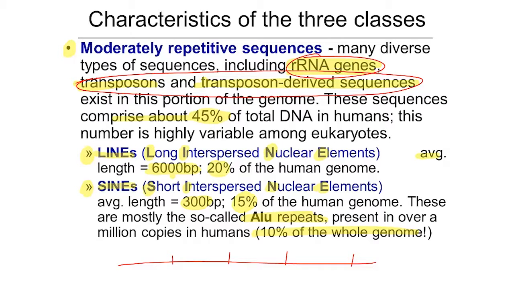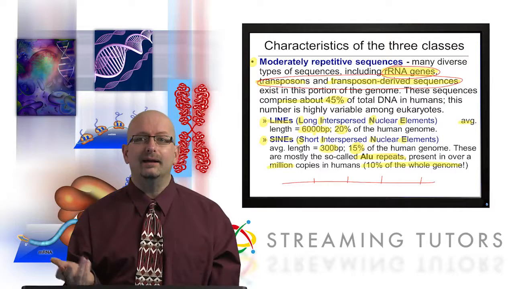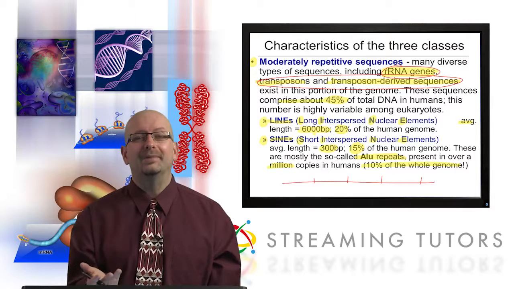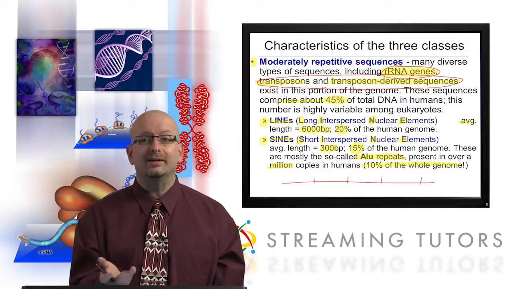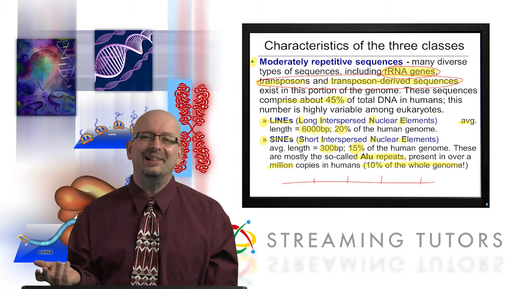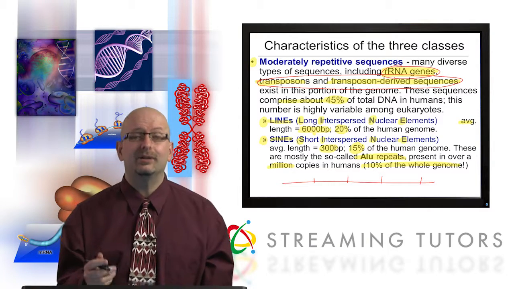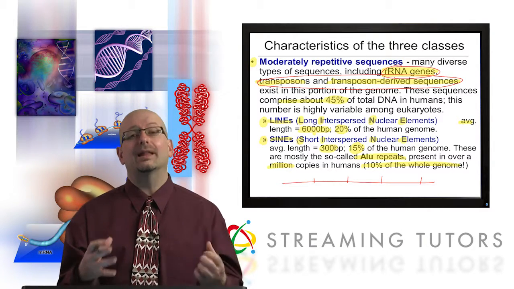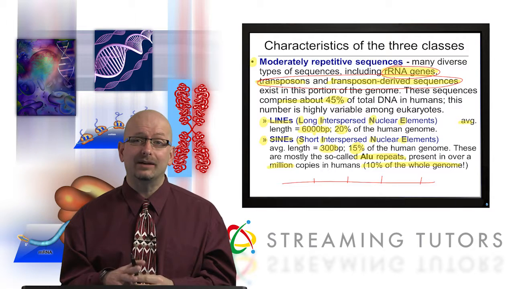Now, a couple of things. You might be saying, what the heck are you talking about? If they're in 1 million copies, why aren't they highly repetitive? You just said that these are from 10 to 10,000, right? The reason, guys, is that the ALU family has a lot of related sequences, but they're not identical.